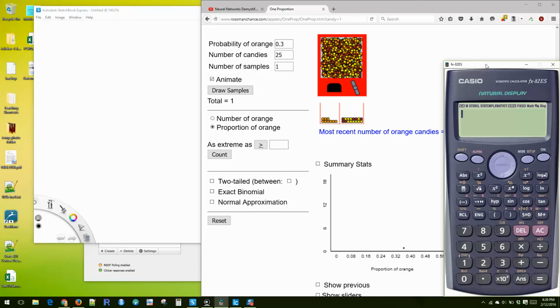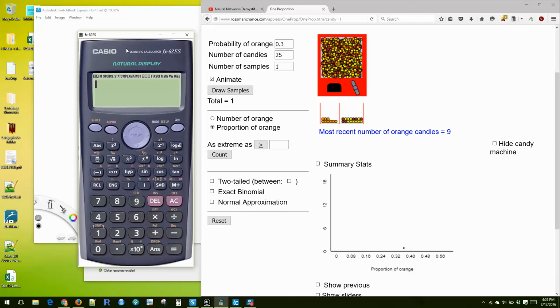Okay, so 9 out of 25, what is this? 9 divided by 25. That's, okay, so we get a proportion of 0.36, right? It's always funny when the calculator says, yeah, that's what you typed in. Okay, so 9 out of 25 is going to be 0.36.